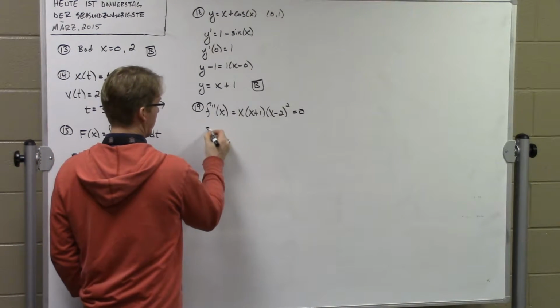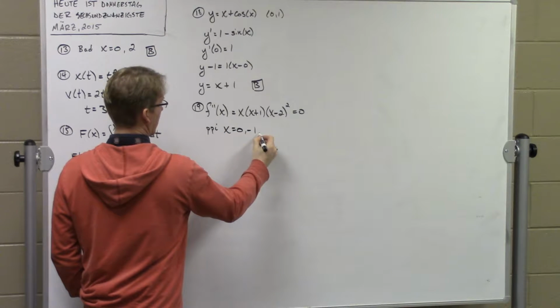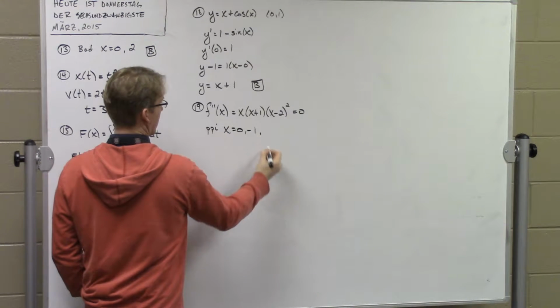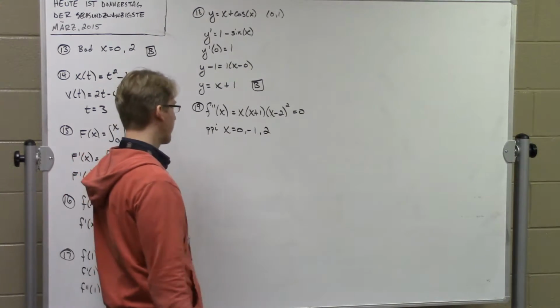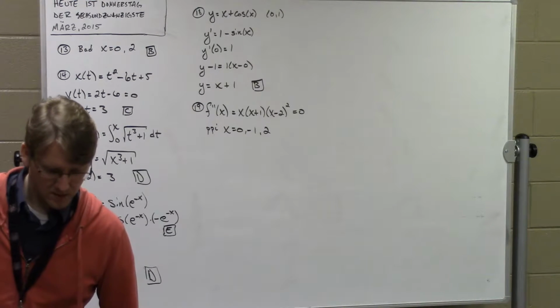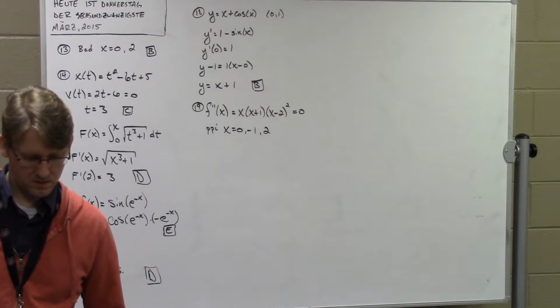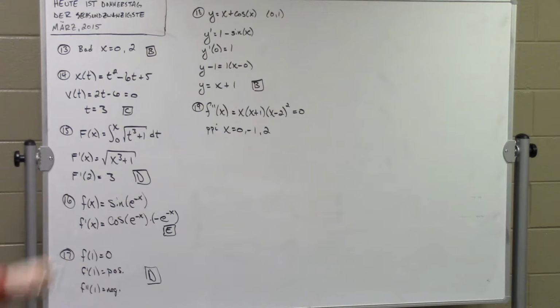So where are my possible points of inflection? The first one's 0, negative 1. And then the next one would be what? 2? Okay, 0, negative 1, and 2. Well, it's actually C. No 2.